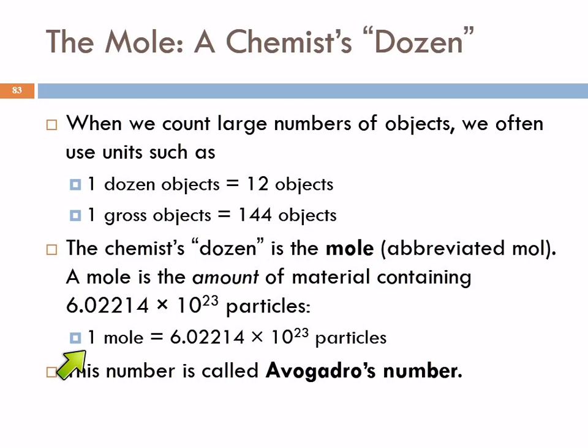So we need to remember that 1 mole is 6.022 times 10 to the 23rd particles. It is known to more significant digits. Most of the time we just use the first 4. And that number has a name. It's called Avogadro's number in honor of the man whose work led to the discovery of this quantity.